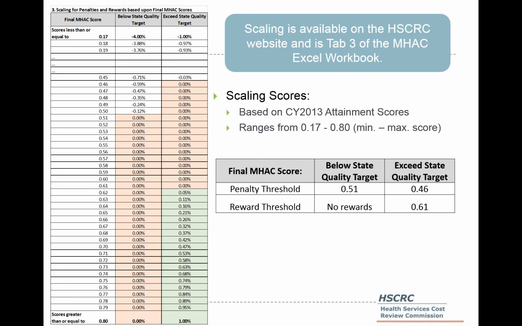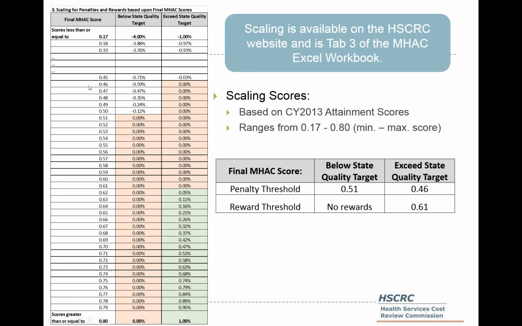Excuse me, I clicked on the slide. In addition, if we do meet the target of 8% reduction, there will be rewards, and those are shown here, and the percentage amounts are shown here in the green section. Now, again, these scales have different thresholds and are designed to incentivize quality improvement and hospital collaboration.